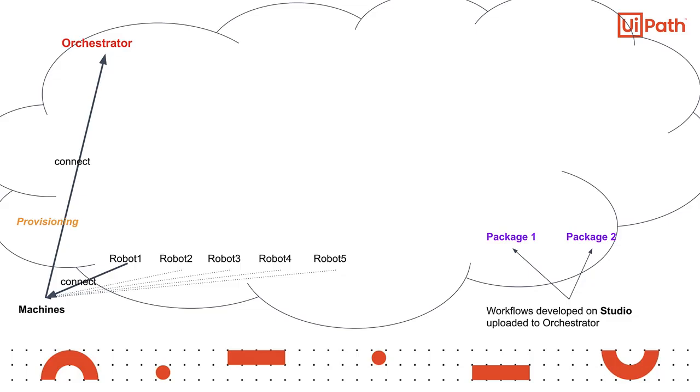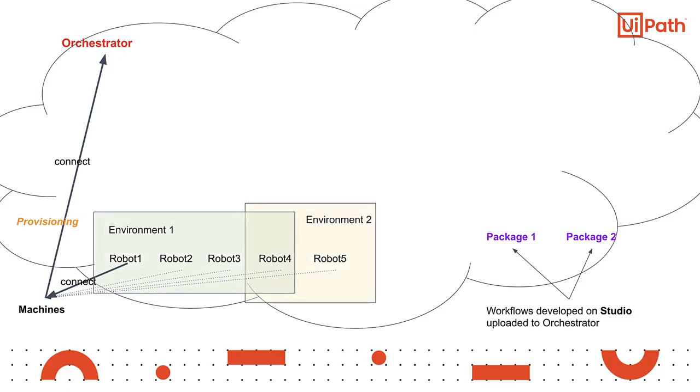In the next step, we need to create environments. An environment is a group of robots. So here, imagine we have two environments. The first environment is composed of 4 robots. The second environment is composed of 2 robots. And as you can see, one robot can be assigned to different environments. You can think of an environment as a use case. For example, environment 1 can be used for processing invoices, and environment 2 can be used for getting the Bitcoin quotes. Once we create the environments, we can assign a package to the corresponding environment.